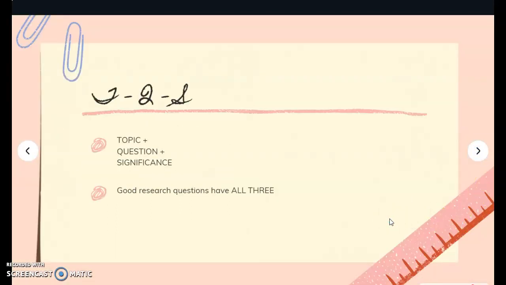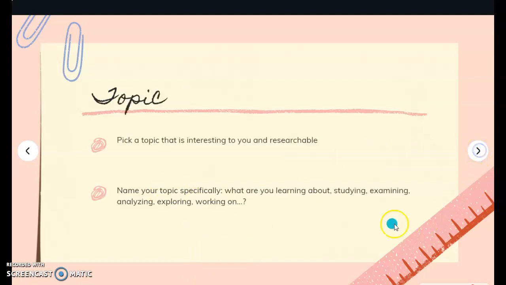So a research question uses the TQS structure. T is topic, Q is question, S is significance. All research questions are actually not written as questions to start. I know that's really confusing, but you really want to start almost with a couple of sentences and really thinking about your topic, your question, and your significance, and then move into sort of the basic question structure.